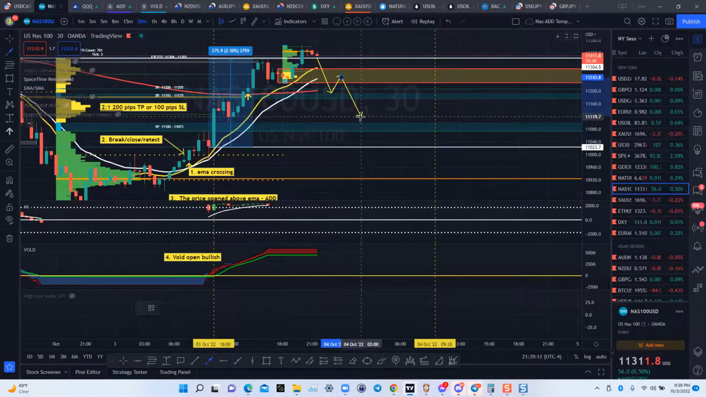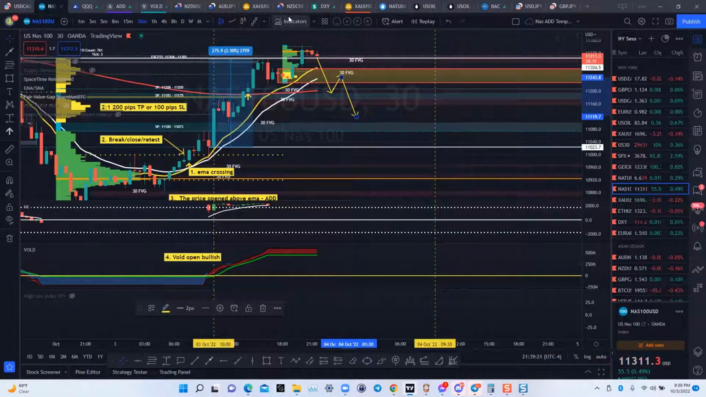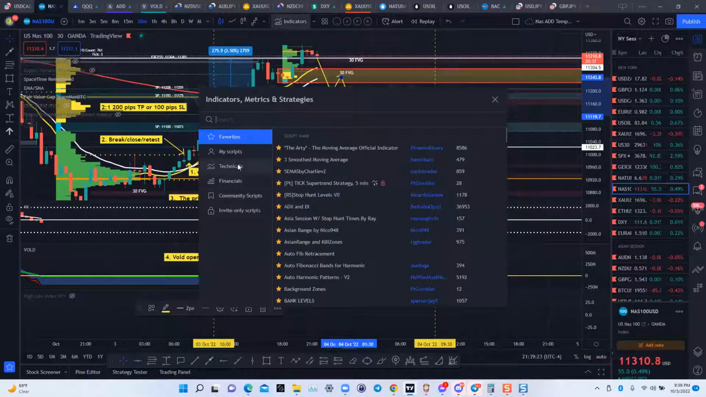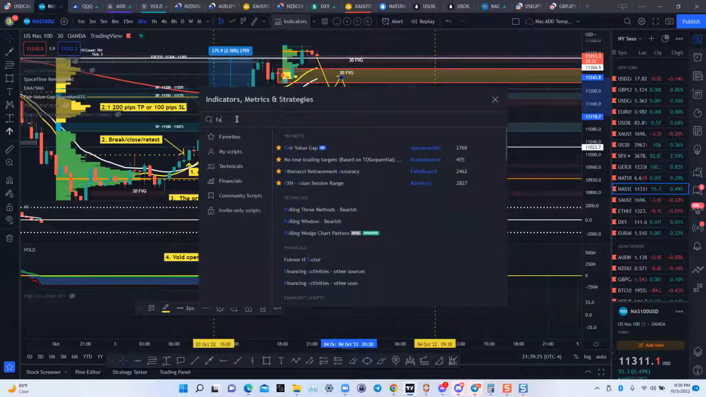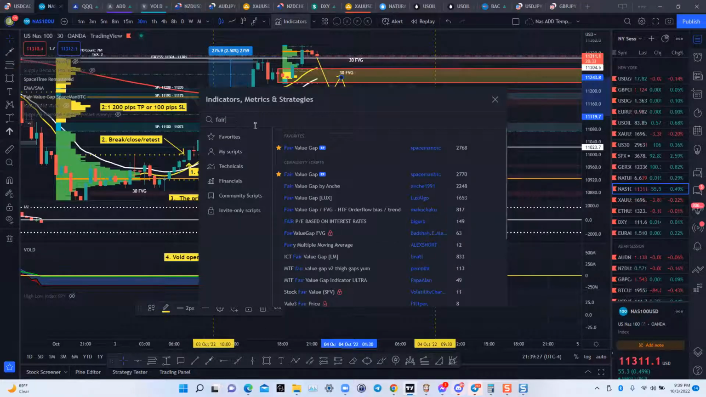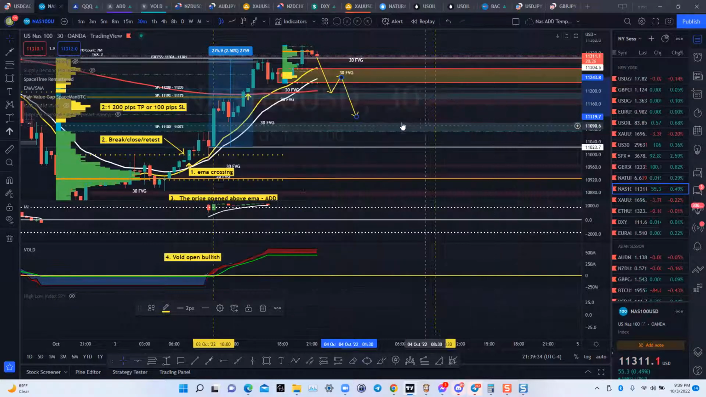I mean, you have FVGs. There's a free FVG indicator I use called Fair Value Gap Spaceman. This is free. There are tons of FVG indicators you can use, this is what I use. You can look them up. So this is the 30-minute FVG. If it comes down here, it'll break this FVG, and it'll break this one. So it has to break those or retest and whatever else.